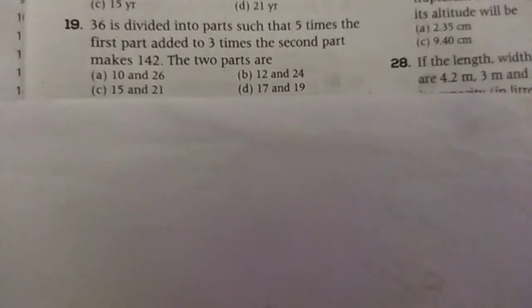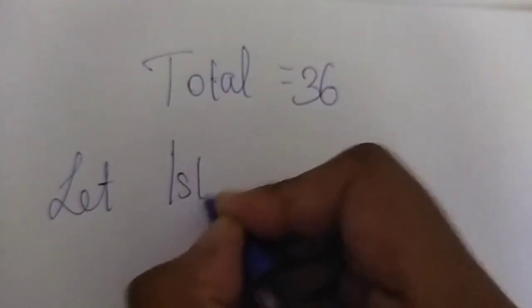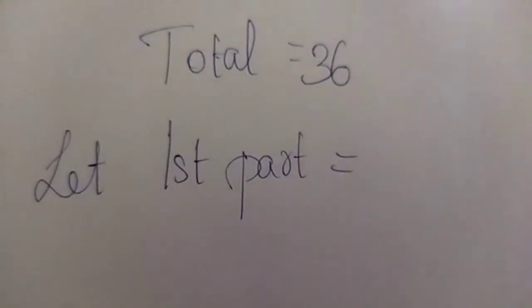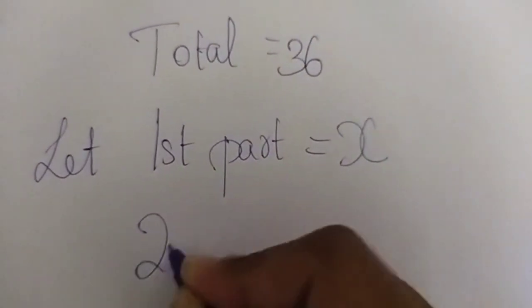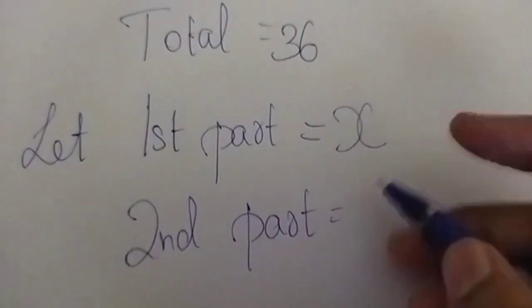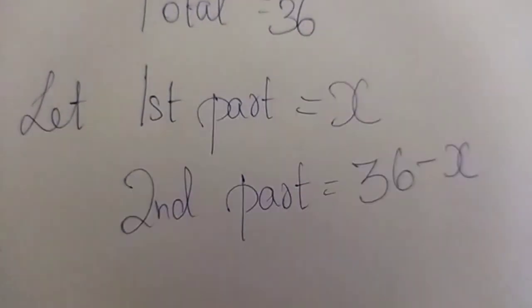36 is divided into two parts such that 5 times the first part added to 3 times the second part makes 142. The two parts are. So total is given as 36. Let me take the first part as x. Then what about the second part? First part is x and total is 36, then second part will be 36 minus x, right? So now we have two parts.